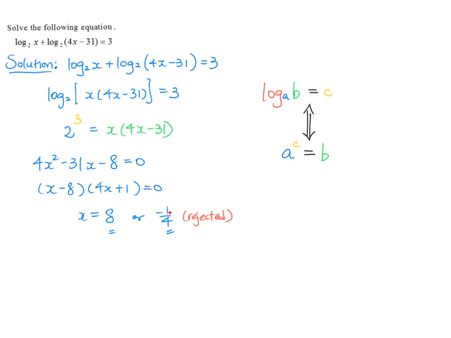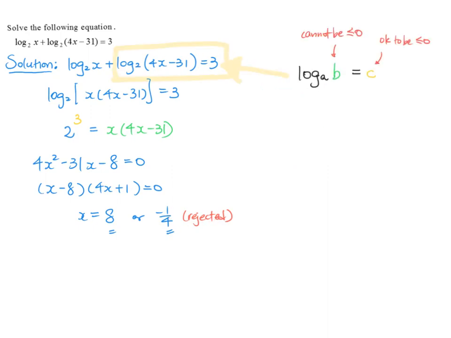But for the case of -1/4, we have to reject this. Why? Again, when we look at the log, from the previous example, we know that this part cannot be less than or equal to 0 because the domain of log has to be positive. On the other hand, the range of a log function can be positive, can be 0, can be negative. So if I put -1/4 back into the equation here, this will be less than 0. Also this part actually. So it must be rejected.